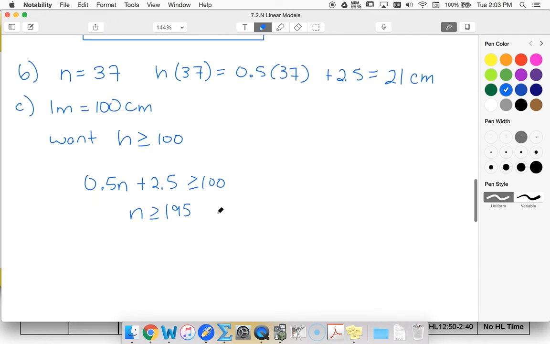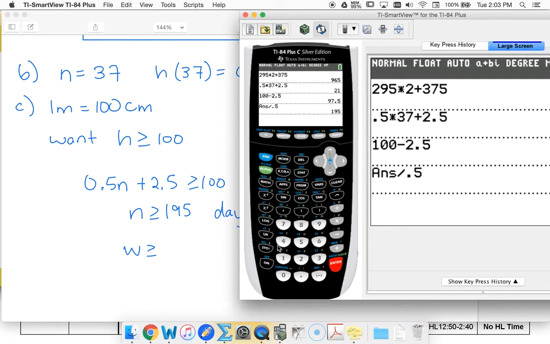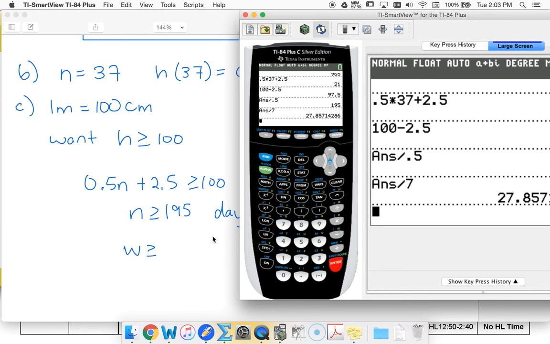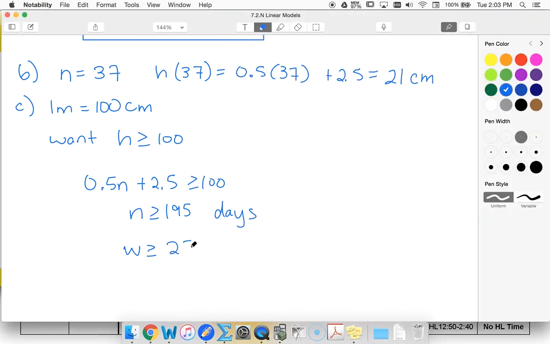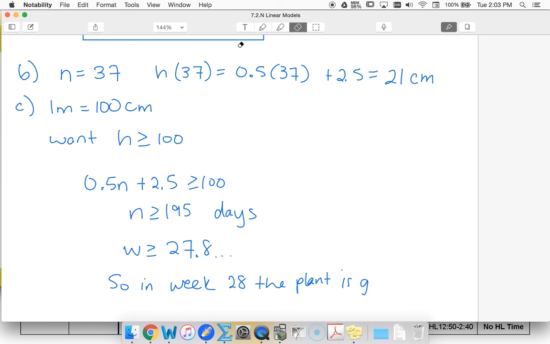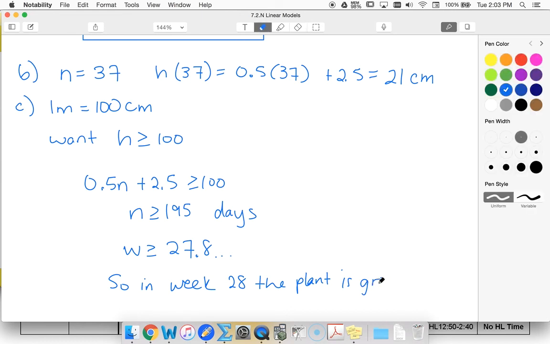This is days. So if I want weeks, I'm going to do 195 divided by 7. It's 27.8. So in week 28, the plant is greater than 1 meter. And when we get into class, we'll talk about how realistic this is.